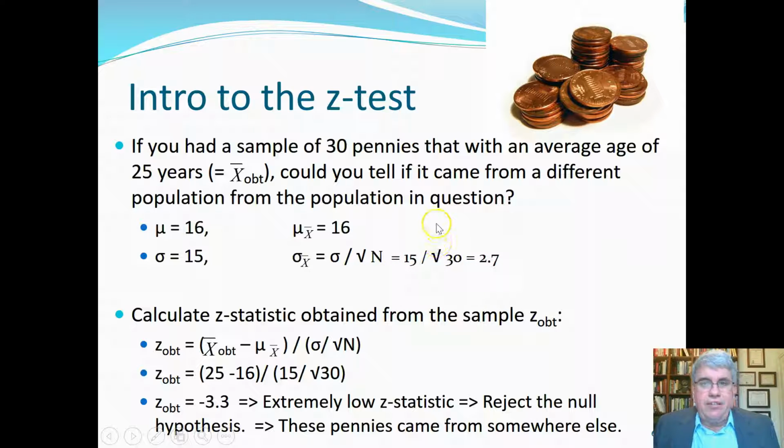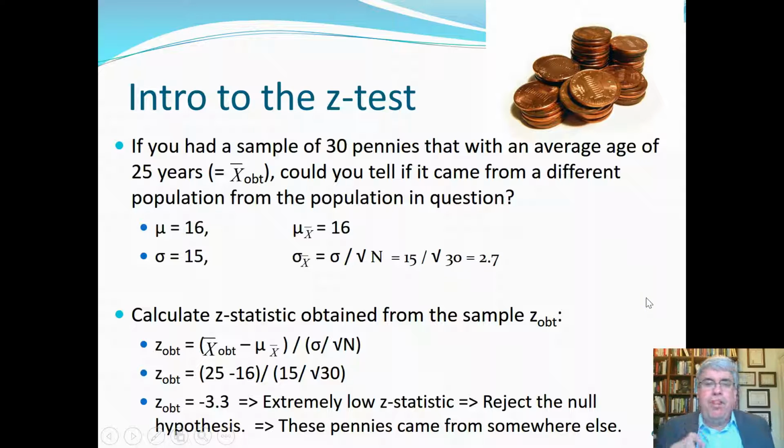So in the z-test, we calculate a z not on an individual penny, but on the sample. We're going to use the same formula, using this formula for the standard deviation. So it's the average of the sample minus the population average of all of the means, divided by this new standard deviation, which is the standard deviation of the dates divided by the square root of n. We pop that into a calculator, and we get 3.3.